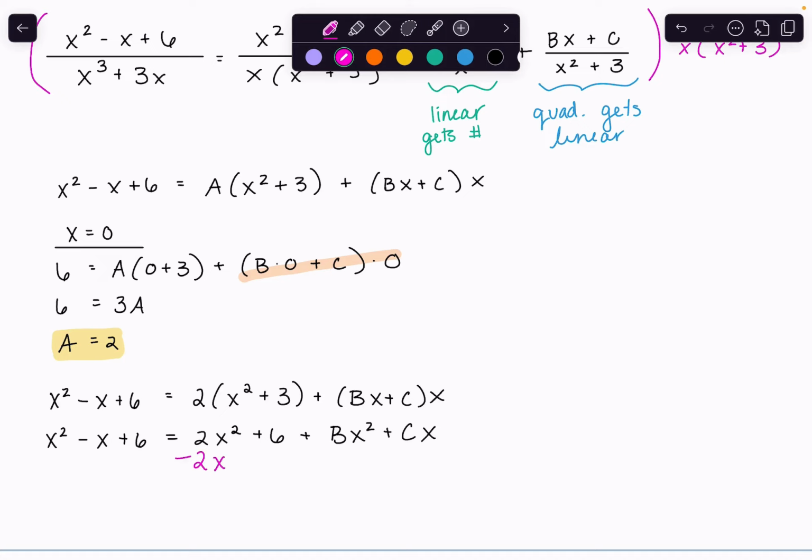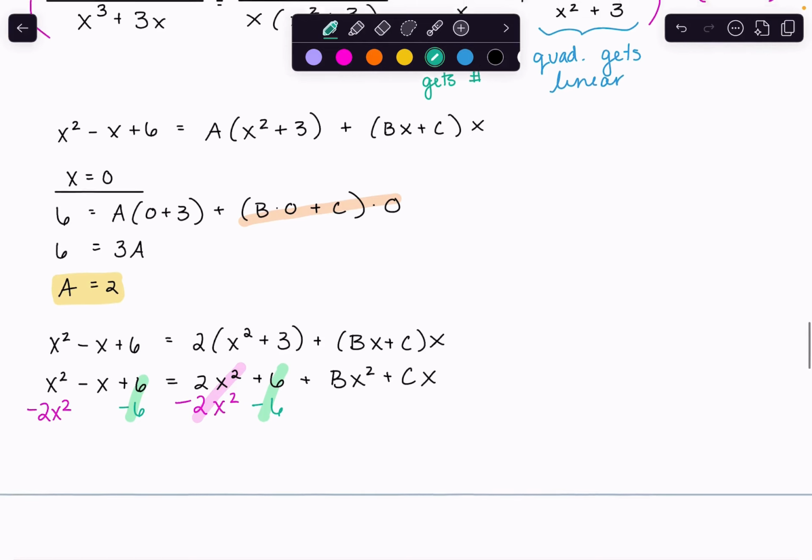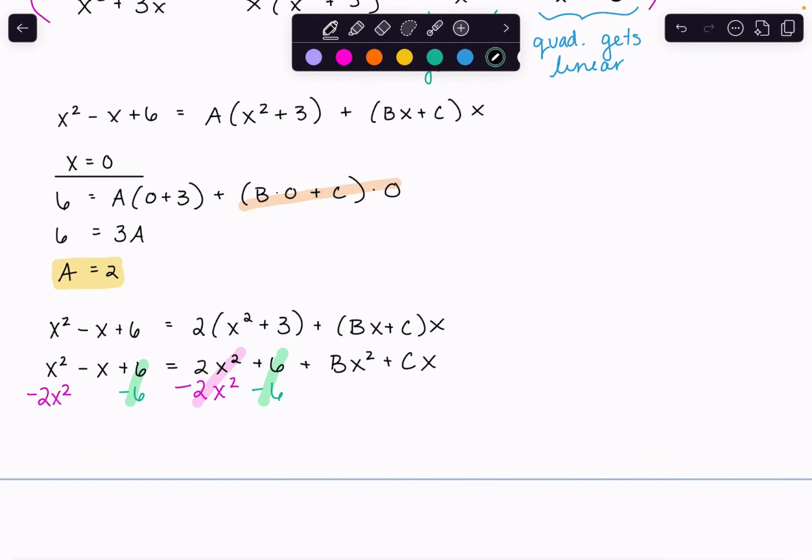So we'll go ahead and subtract 2x squared. And then we'll also go ahead and subtract 6. At least in this case, this is nice. Those are completely gone. That disappears. x squared minus 2x squared leaves us with negative x squared minus x. And that must equal bx squared plus cx.